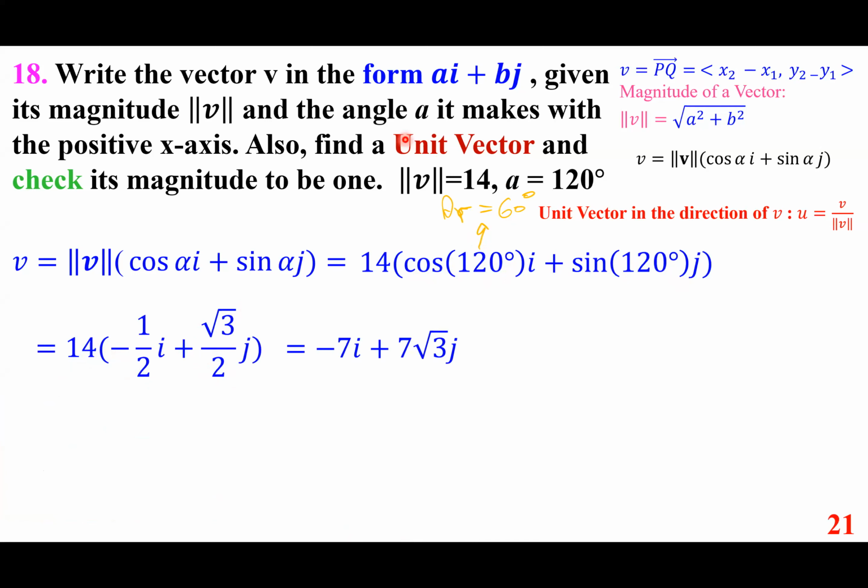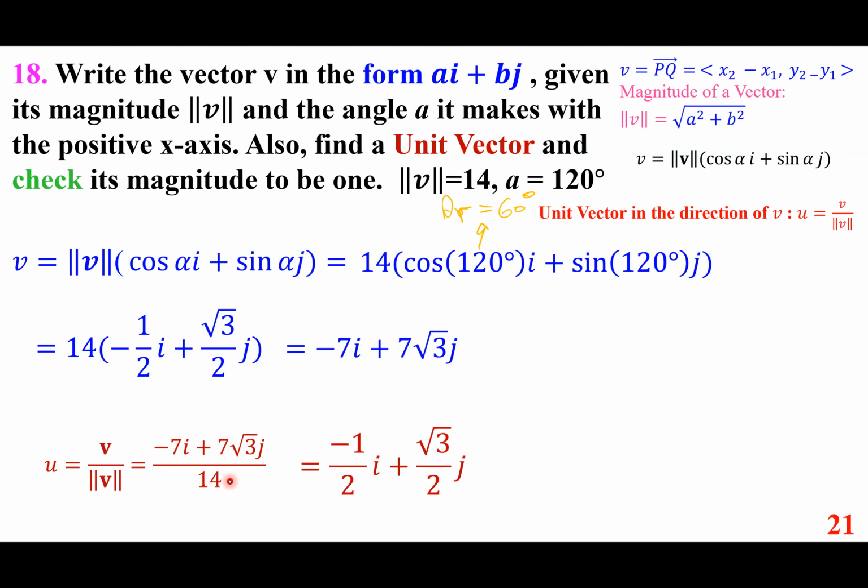To find the unit vector, all you have to do is divide this by the magnitude 14. So this becomes -1/2 i, and this becomes square root of 3 over 2 j. So we got the unit vector, and we want to check.